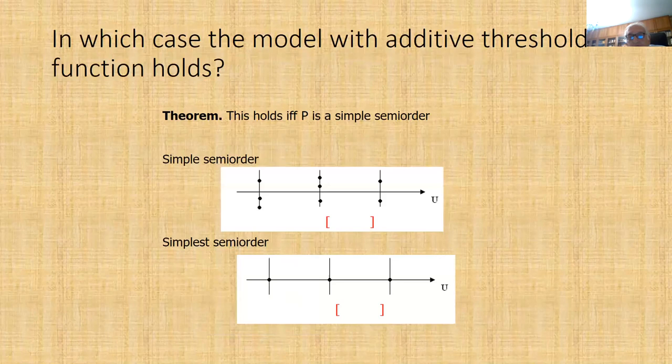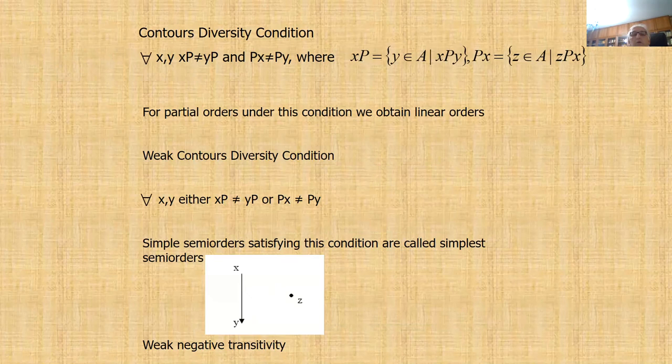Is it clear, everything? Yes. Good. And then there is another characterization of this binary relation, simple and simplest semi-order, which I call the contours diversity condition. For any two alternatives X and Y, there should not be the case when lower and upper contours coincide. So both of them should be different. Okay? If we apply this condition to partial orders, this will give us linear order.